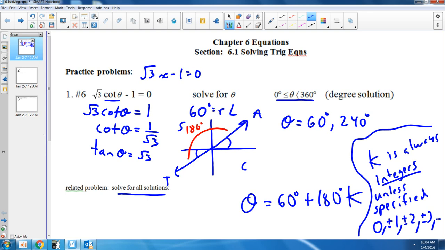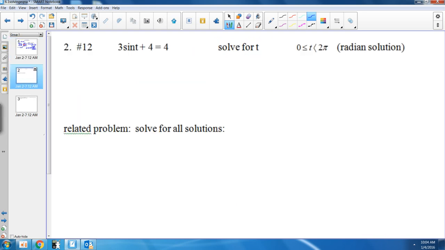All right, that takes care of the first of the three problems. Let's take a look at the second one. This is problem number 12 in the problem set, and it says 3 sine t plus 4 equals 4. The directions are solve for t, and we're now talking about radians, 0 to 2 pi.